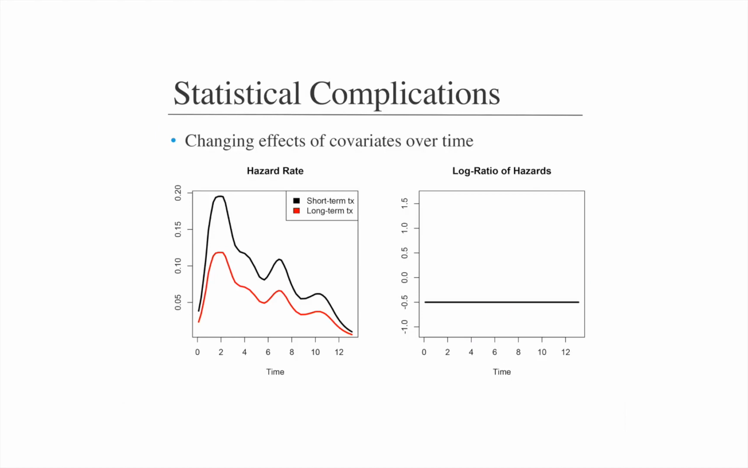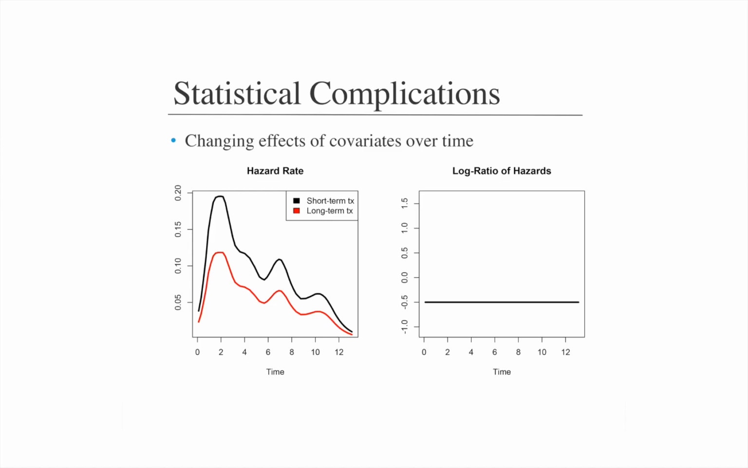The second issue that I had mentioned was the fact that the effects of some covariates like treatment can change over time. So this is a hypothetical situation here where, if we use the standard assumption that these treatment effects are the same across the course of a study, we could see that we have two hazard rates here, one for short-term and one for long-term treatment, and that's on the left.